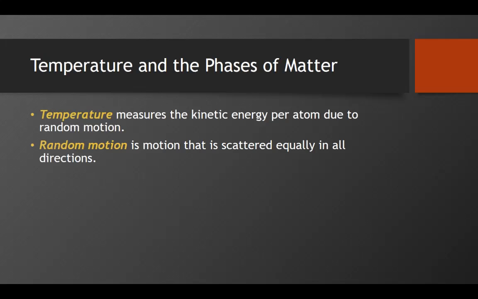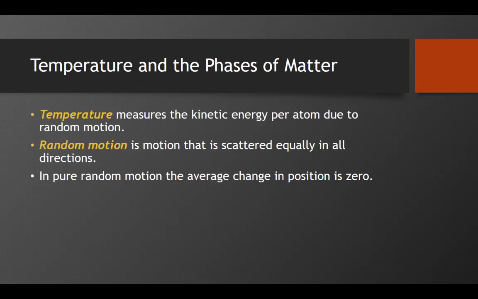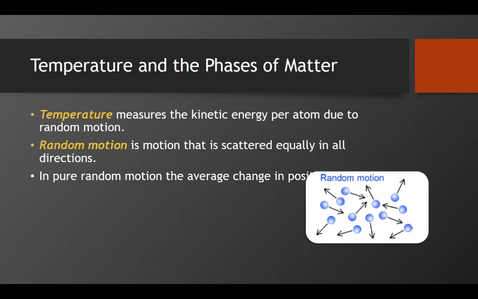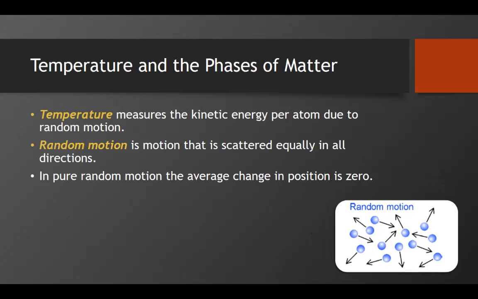What are those random motions? Well, they're scattered in all different directions. Remember that we're really looking at vectors here, and so they mostly cancel each other out. If it's purely random, the average change in position nets out to about 0. So again, remember vectors. And this is going to come in again if we get time to talk about magnetism, but we'll get there when we get there.